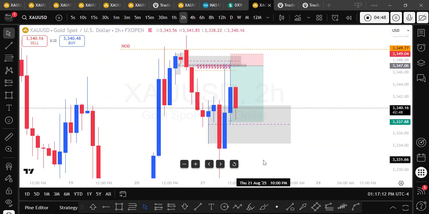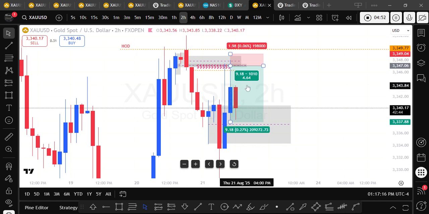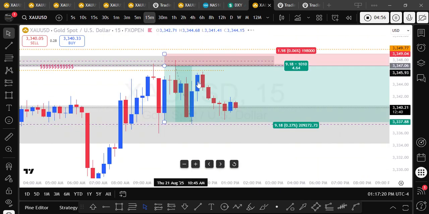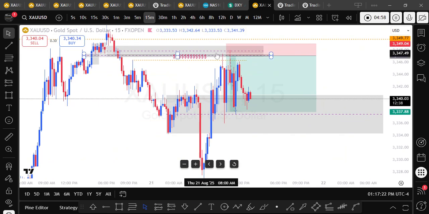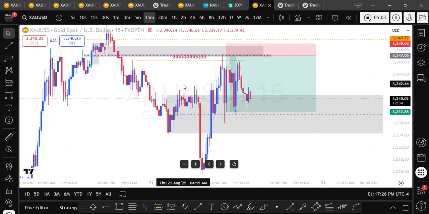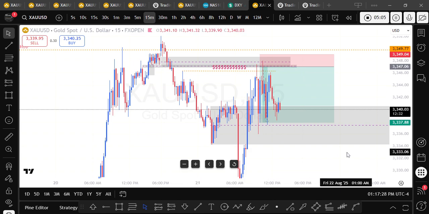This is a breaker block. Sweep from below, market structure shift from above, and then return to this area. So this is a breaker block. So the market is moving from this PD array to this PD array. That's what I want to tell you.